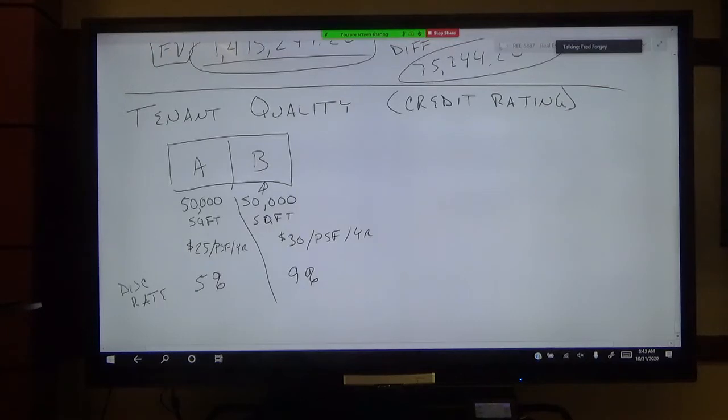And then the question becomes, assuming that both of these are, let's say, 5-year leases, what is, in essence, the present value of each of these leases?